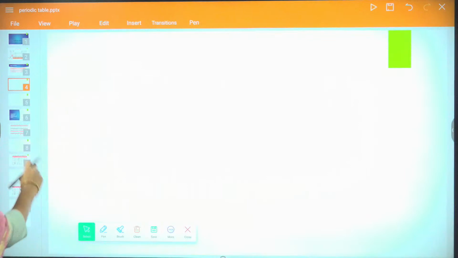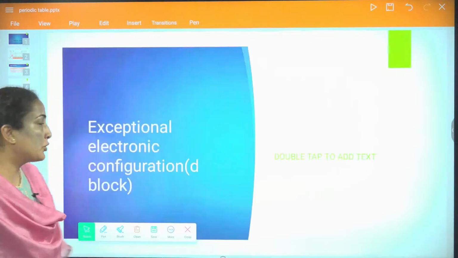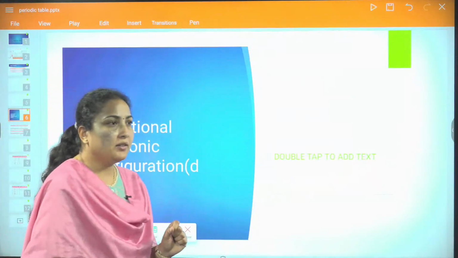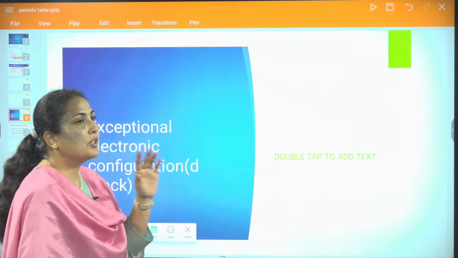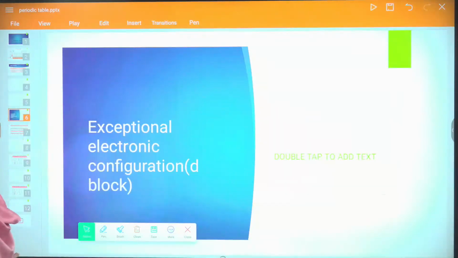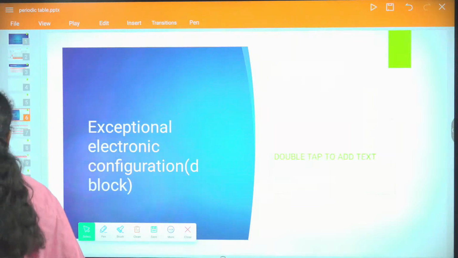Okay, very good. Now next we are going for the exceptional electronic configuration here, right? So please put a heading stating exceptional electronic configuration of D block elements. So put the heading as exceptional electronic configuration of D block elements.